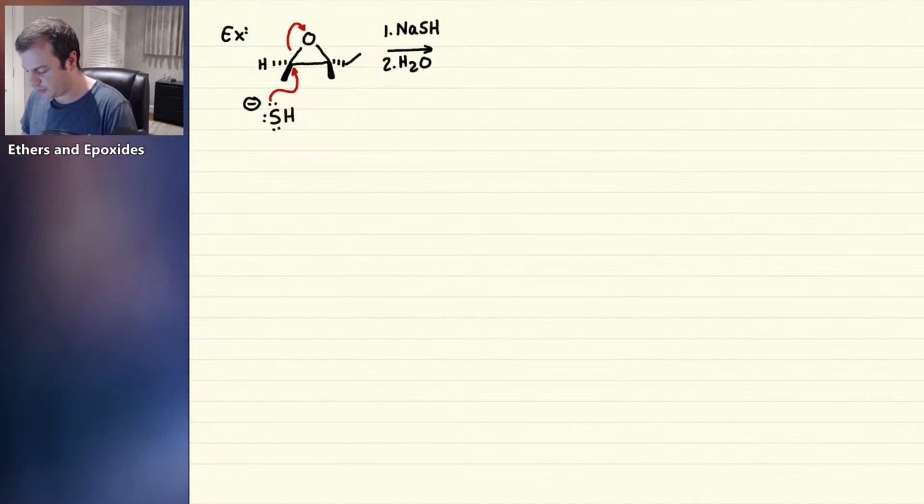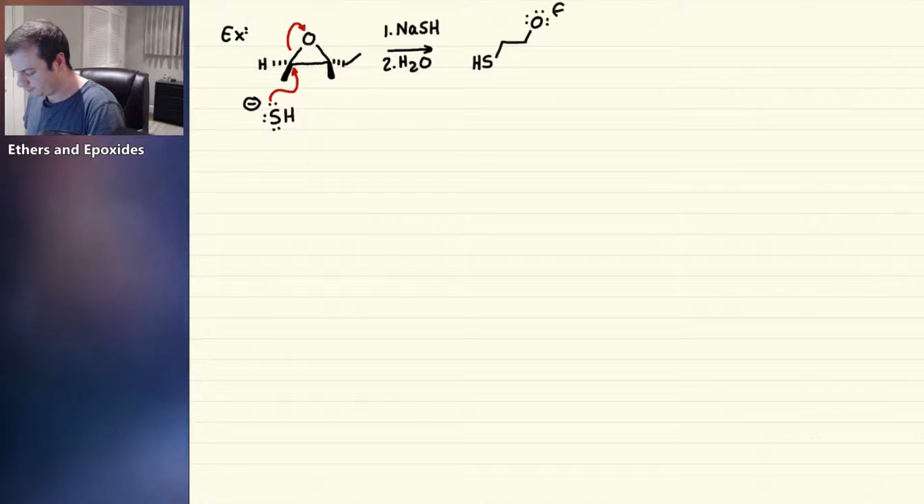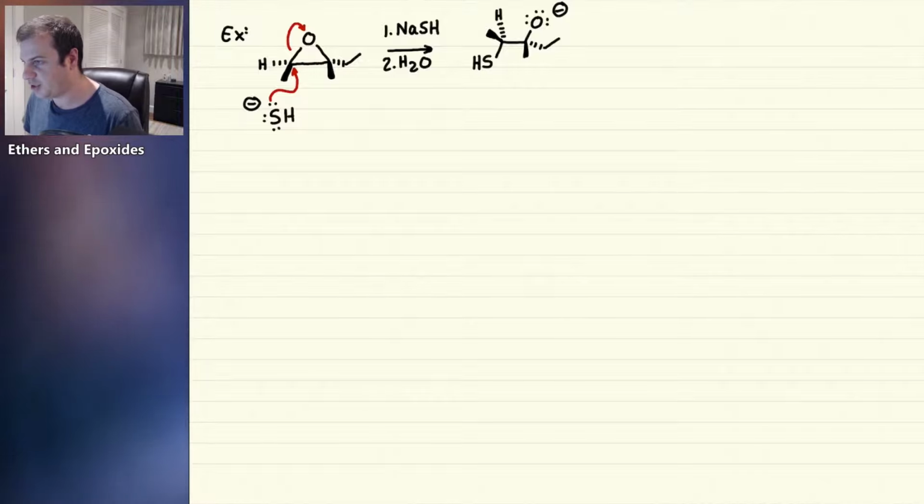So the way that we can draw the product is as follows. Where the sulfur and the oxygen are now anti to one another, but now we need to flip the stereochemistry at the site of attack. So what we're going to do is we're going to flip the methyl group up, and we're also going to flip the H up.